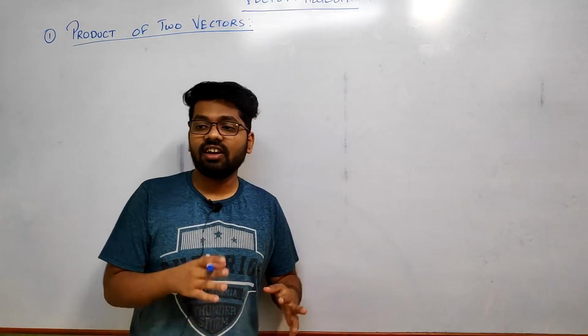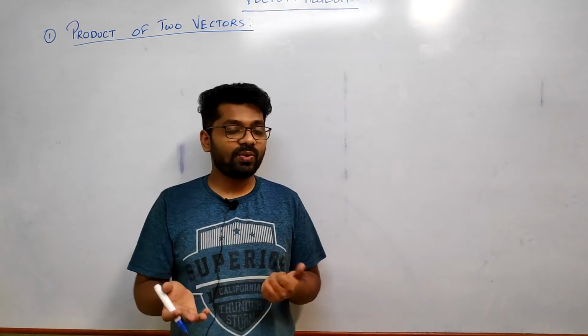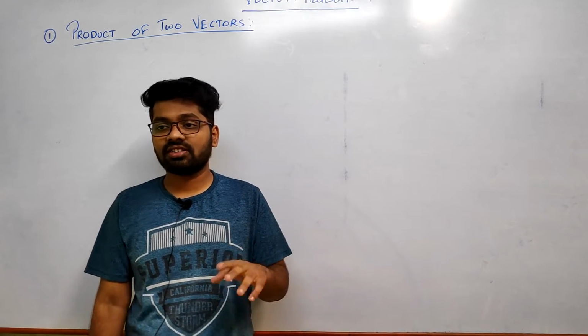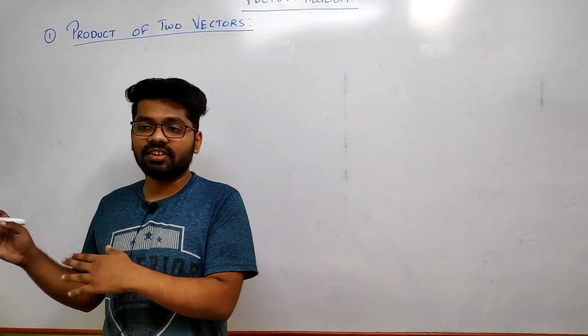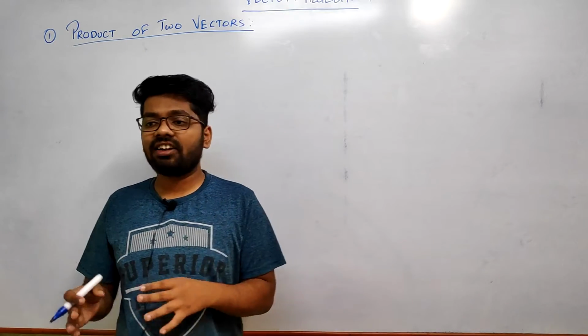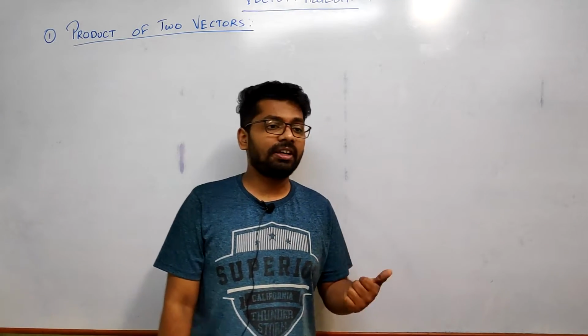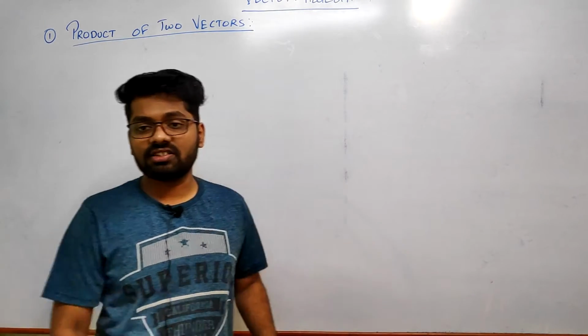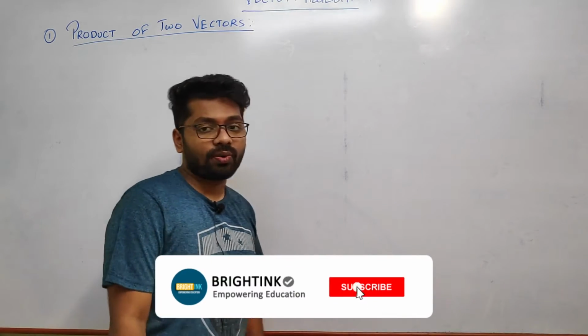Okay, now let us see 10.3 introduction. So far we have seen addition of two vectors and subtraction of two vectors. In algebra there are mainly four concepts: addition, multiplication, division and subtraction. So in that we have already completed two. We will cover the other two, multiplication and division, in this chapter itself. So here what we are going to do is product of two vectors.